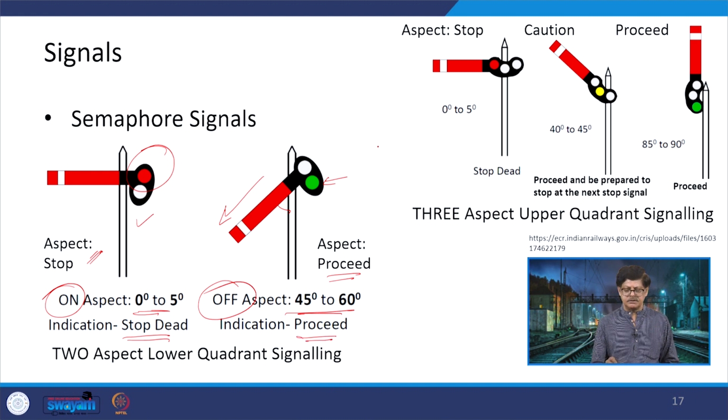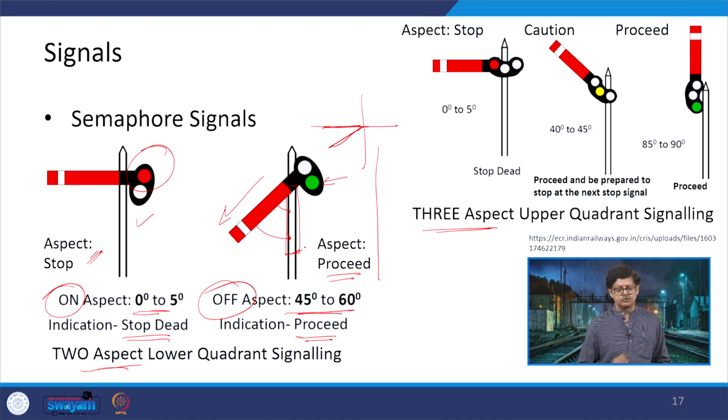This is the case when we are talking about a two aspect lower quadrant signaling, because if you convert it into a quadrant, this is the quadrant in which it is working. This is a lower quadrant, and only two aspects are there, either it can be horizontal or it can take an inclined position. Then there is three aspect upper quadrant signaling. In this case, for a third aspect, the arm has to be brought down and it will be vertically here along with the post.